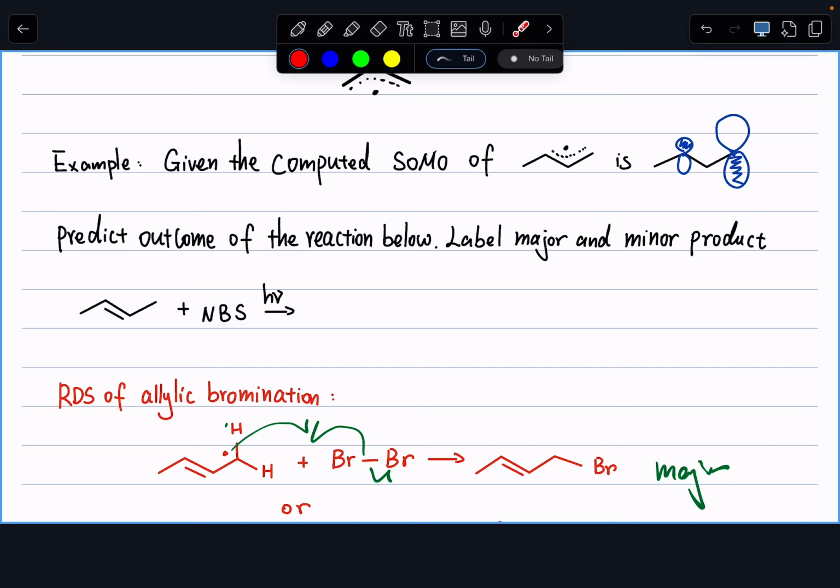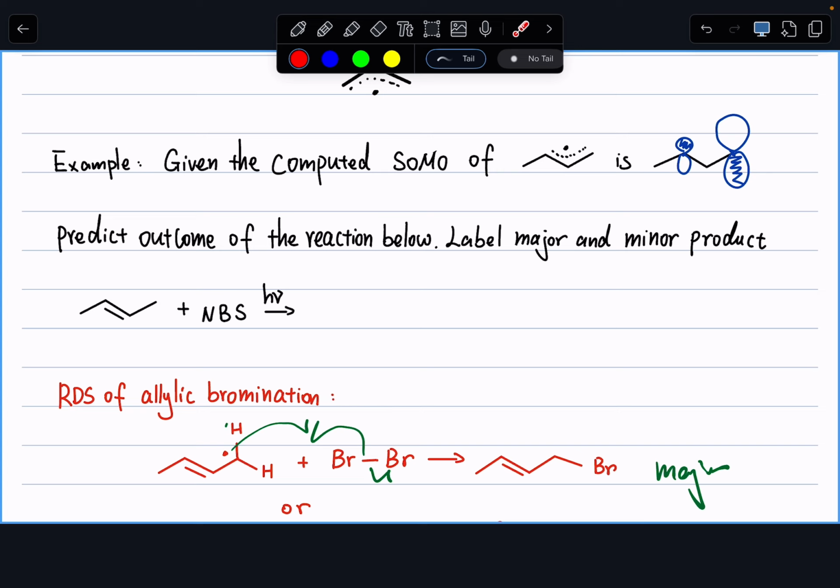So I'll give you that information, but it's your responsibility to link the shape of the MO to the reactivity of the radical addition reaction. All right.